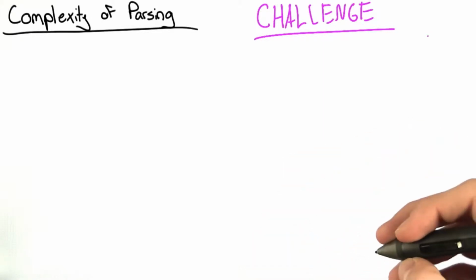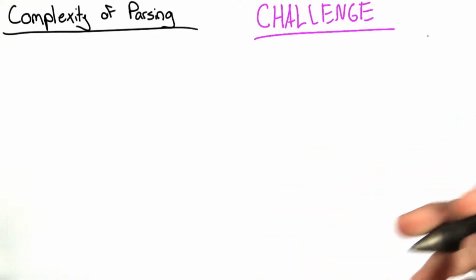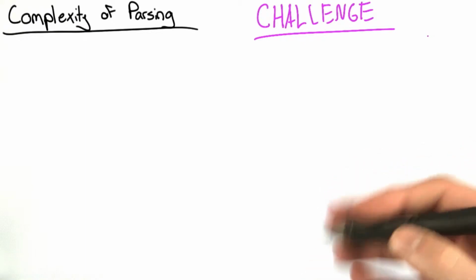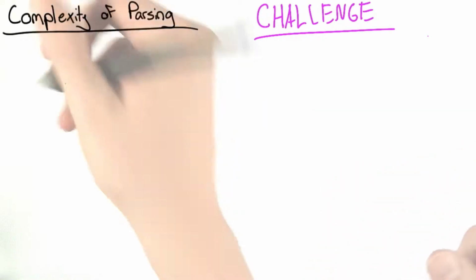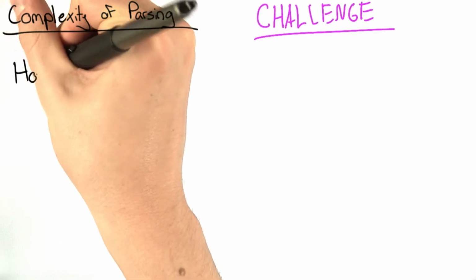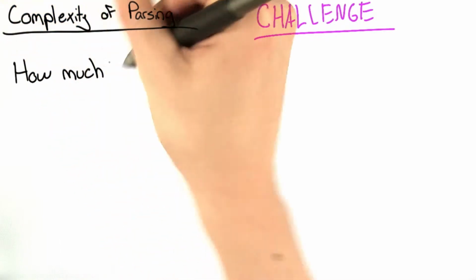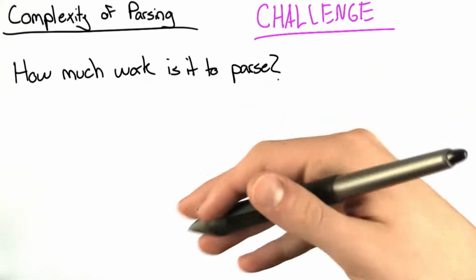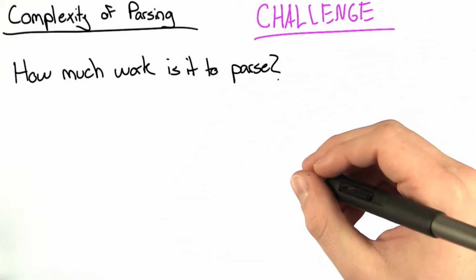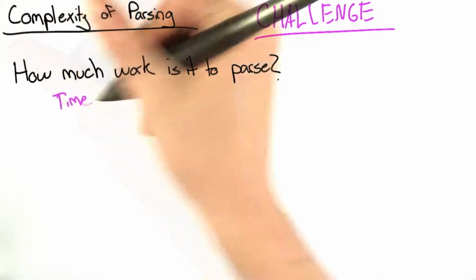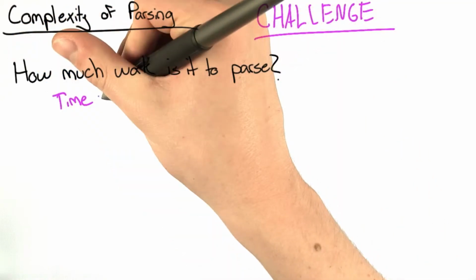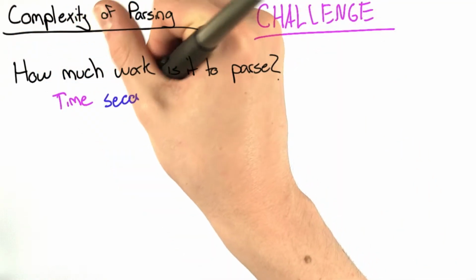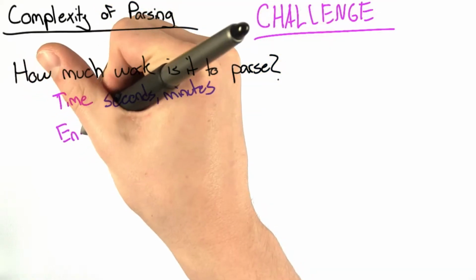If you did get a working solution, I hope you shared it on the forums with your fellow students and discussed how you got there. So to recap, we're trying to answer the question, how much work is it to parse? And before we answer that, we need to decide in some way to measure this work. We could take the time that it takes to run the parsing, maybe measured in seconds or minutes. We could take the energy.